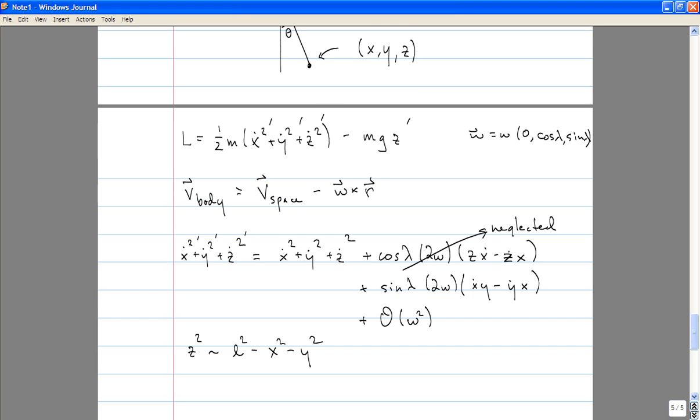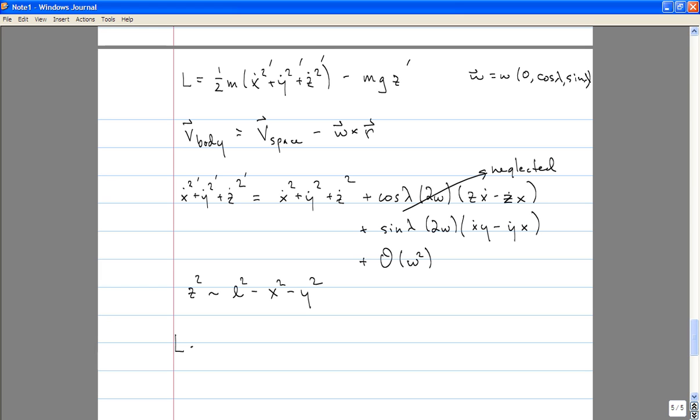And then I can plug that in and get an expression for the Lagrangian, which was 1/2 m times x dot squared plus y dot squared, plus 2 m omega sine lambda times x dot y minus y dot x. And then the potential term is just minus, well, we need to Taylor expand, well, we could write this as mg over L squared, x squared plus y squared. Is that clear? Everyone with me so far? So I've made two approximations.